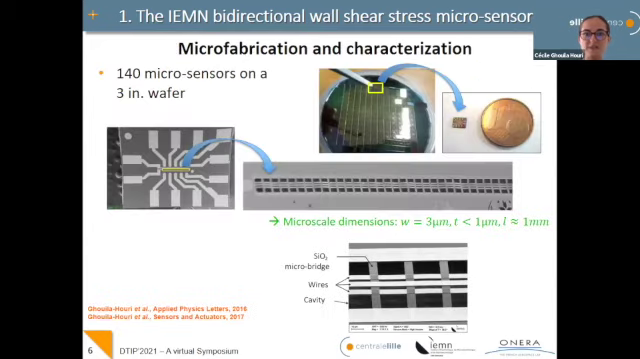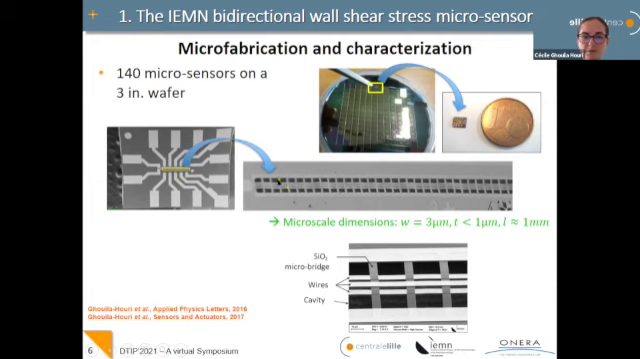We fabricated and characterized the microsensors in the IEMN clean room. On a 3-inch wafer, we can manufacture more than 100 microsensors. You have here a picture of the sensor chip. Most of the space is used for the electrical contacts, and the sensitive part is only about 1 millimeter long. Here you have a zoom, a scanning electron microscopy photograph of the structure. You have the 3 wires, 1 millimeter long and 3 microns wide.